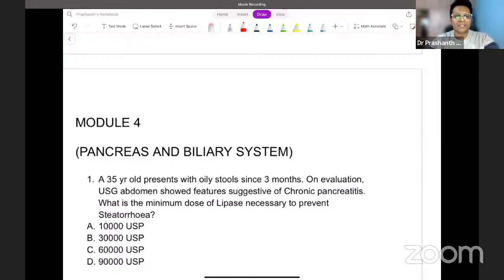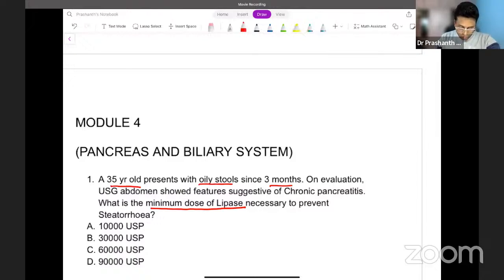The first question that was asked was, a 35-year-old presented with oily stool since 3 months. On evaluation, the ultrasound abdomen was suggestive of chronic pancreatitis. What is the minimum dose of lipase that is necessary to prevent steatorrhea? A similar question has been asked before. The options are A, 10,000 USP, B, 30,000 USP, C, 60,000 USP, and D, 90,000 USP.